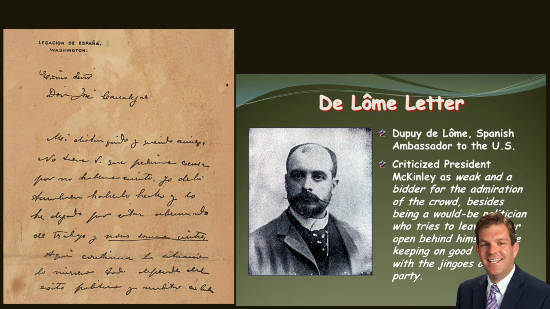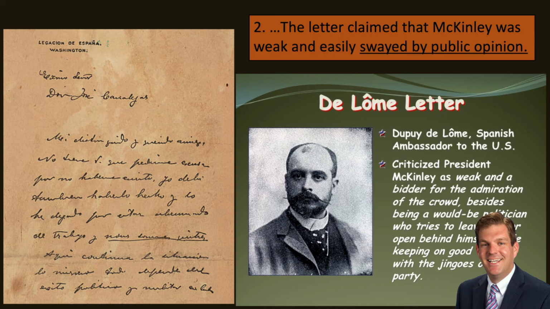In February of 1898, though, a letter from the Spanish mission to the United States, from a guy named Enrique Dupuy de Lome. So he's the Spanish ambassador to the United States. He's the person most in charge of dealing with the U.S., and he's sending a letter back to the Spanish government, and it gets intercepted and published in American newspapers. And the letter claimed that McKinley is this clown who's weak, and he's easily swayed by public opinion. He doesn't actually believe anything, and if you stand up to him, he's going to fold.